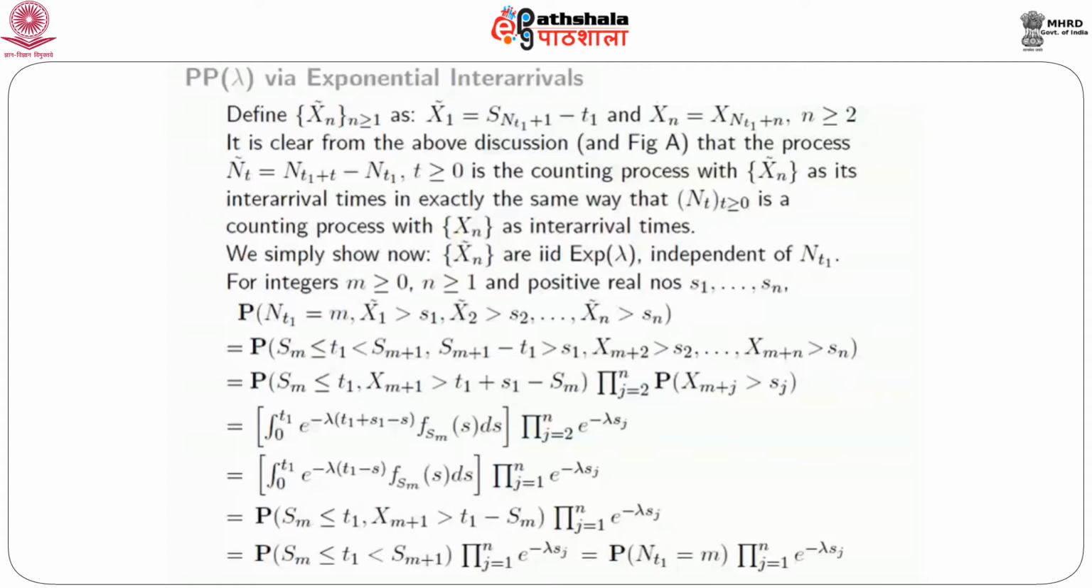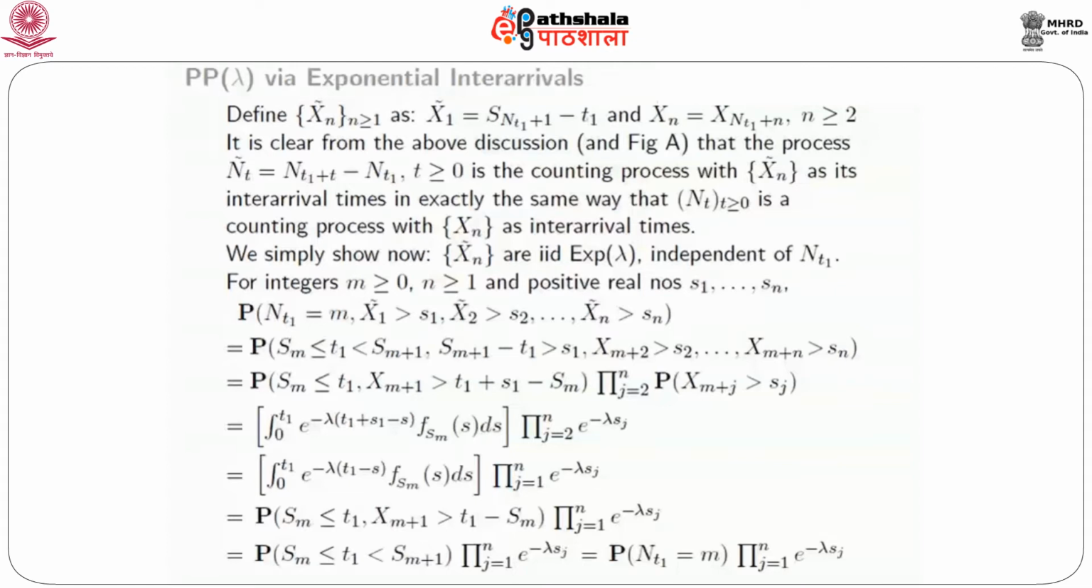And then the second part is a bunch of factors, from j equal to 2 to n, that is just writing the probability that X_{m+j} is greater than s_j. Okay, now what we do is, in this integral, look at the integrand. I factor it as: there is one factor, e to the power minus lambda s1, so that factor can be pulled outside and clubbed with the other product, retaining the remaining portion in the integral.